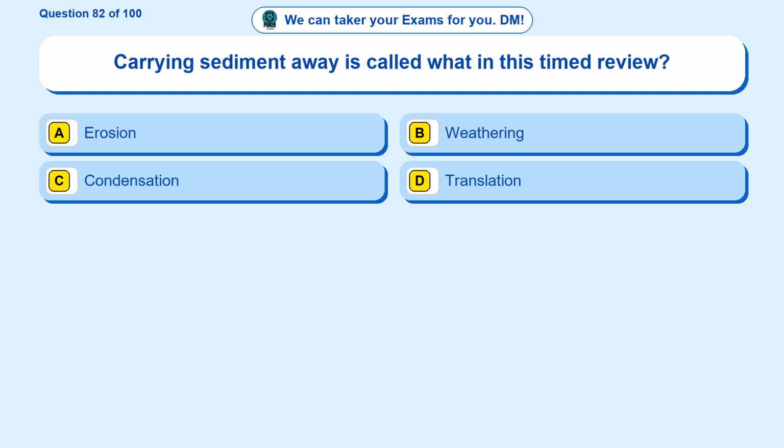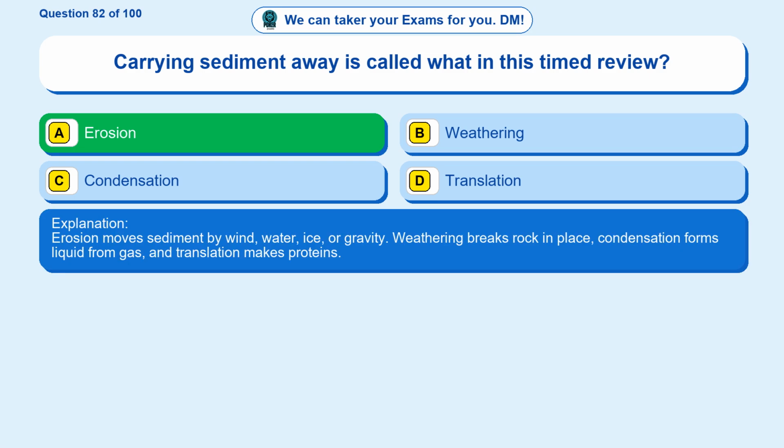Question 82. Carrying sediment away is called what in this timed review? Option A, erosion. Option B, weathering. Option C, condensation. Option D, translation. The correct answer is option A, erosion. Erosion moves sediment by wind, water, ice, or gravity. Weathering breaks rock in place, condensation forms liquid from gas, and translation makes proteins.